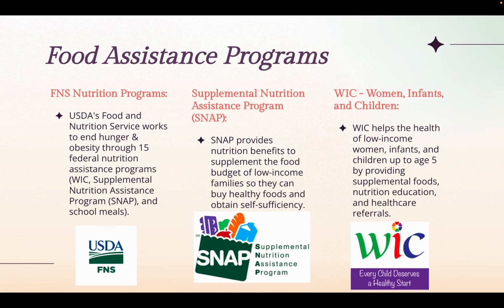Next, I'm going to cover two of the most popular programs and a little bit about them. The USDA's Food and Nutrition Service works to end hunger and obesity through the administration of 15 federal nutrition assistance programs, including WIC, SNAP, and school meals. The first one, which is the most common, is SNAP. This is the Supplemental Nutrition Assistance Program, which provides nutrition benefits to supplement the food budget of needy families so they can purchase healthy food and move towards self-sufficiency.